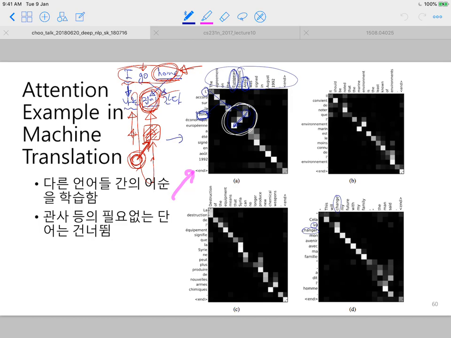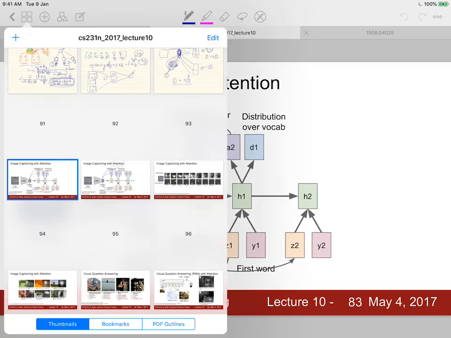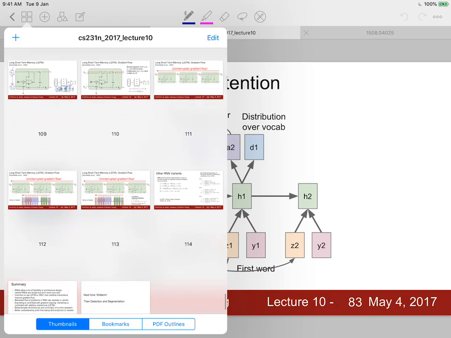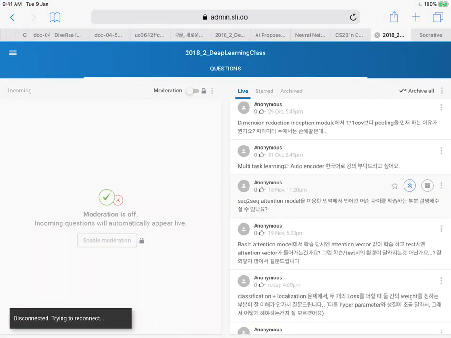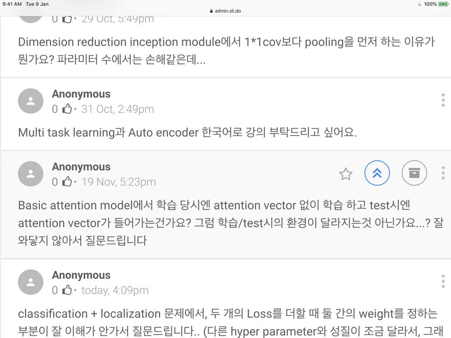So, in summary, we can just directly supervise these attention weight vectors by incorporating the external ground truth information, or they can be trained in an end-to-end manner. Okay, and I think that's it for the attention model. I think I addressed this question at the end of last class. If I didn't answer the question, please talk to me after the class.